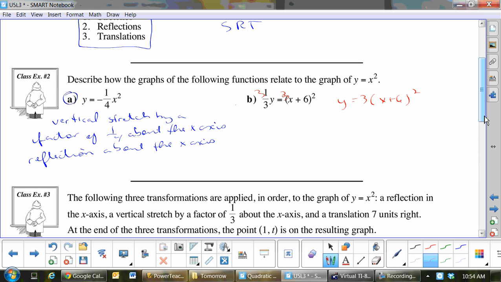So can anybody tell me what happened first then? Yes? Got narrower. I want the actual description. Good. It is a vertical stretch by a factor of 3 about the x-axis. Anything else?